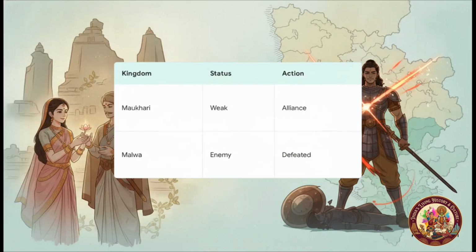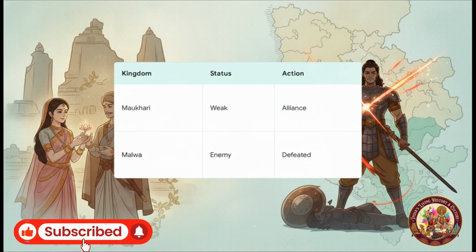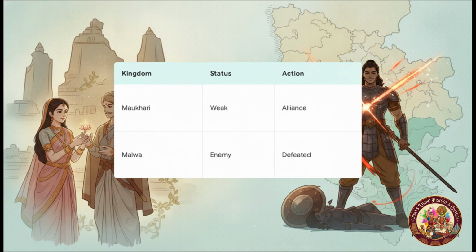And Prabhakaravardhan wasn't just tough. He was a total political genius. He had this brilliant foreign policy. First, he locks down a crucial alliance with the weakening Malkari kingdom by marrying his daughter, Rajyashri, off to their king, Grahavarman. Smart, right? Then, while he's at it, he completely crushes King Devagupta of Malwa, who just so happened to be the sworn enemy of the Malkari, and just absorbs Malwa right into his own empire.